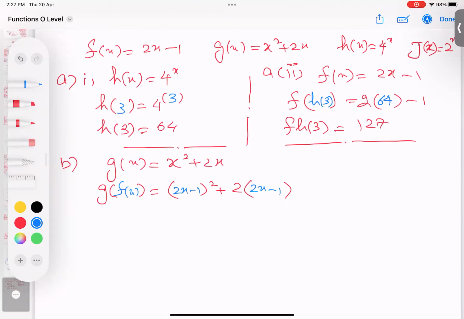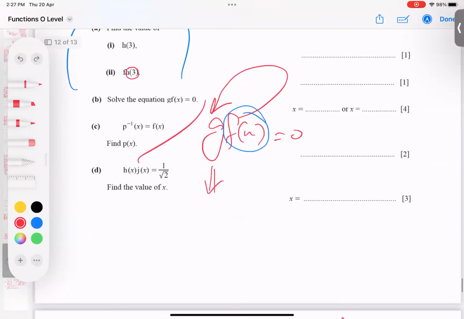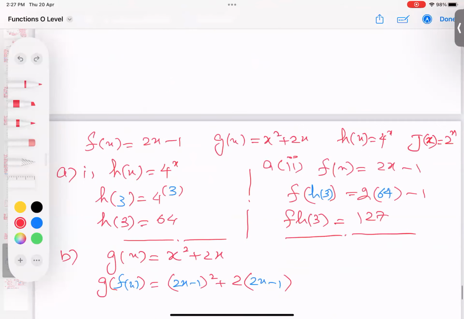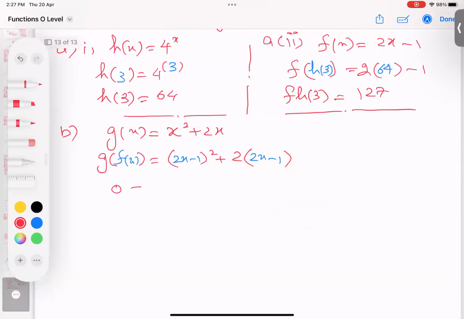Alhamdulillah, I believe it's clear. But according to the situation, g f of x is actually equal to what? 0. g of f equals 0. So I replace this left hand side by 0. Here I have to expand it. Two techniques: writing 2 times 2x minus 1, look, 2x minus 1 into 2x minus 1. Multiply, multiply, multiply, and multiply.